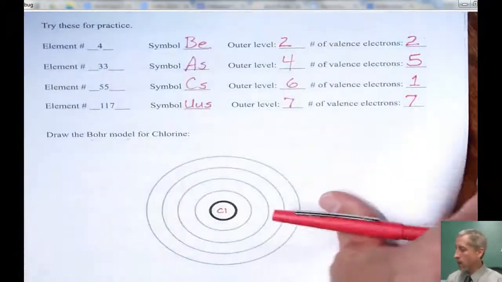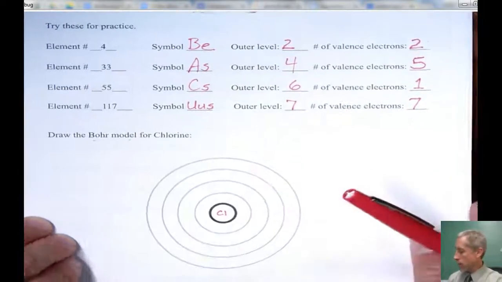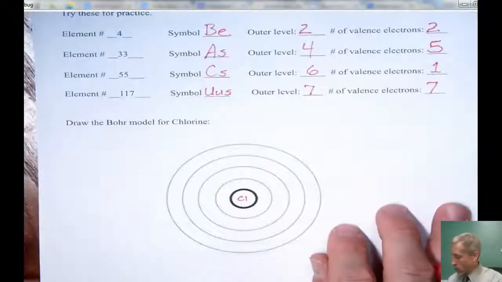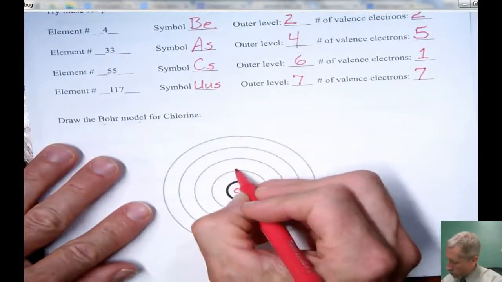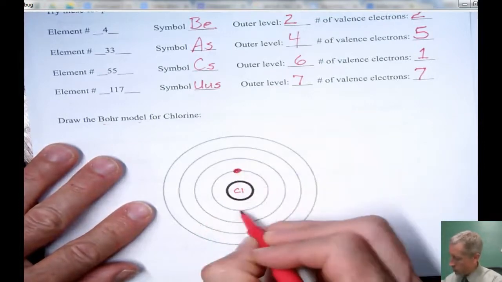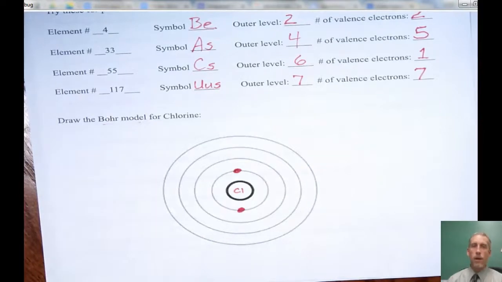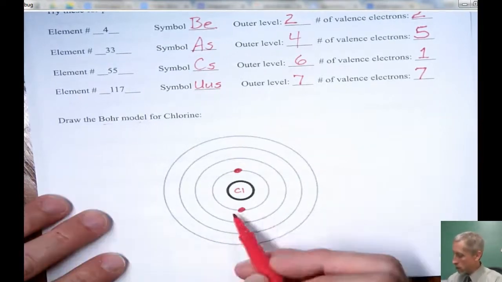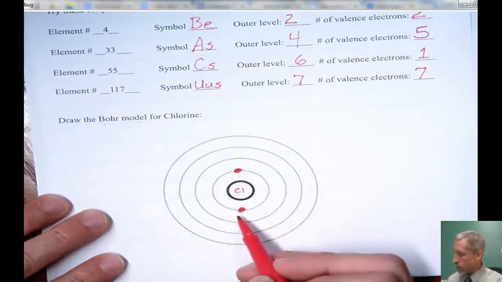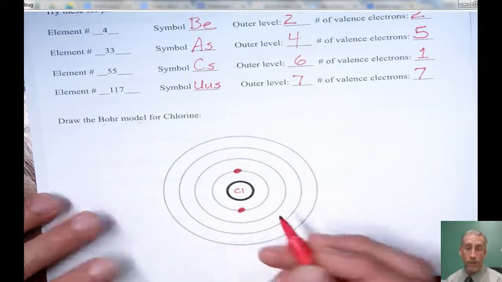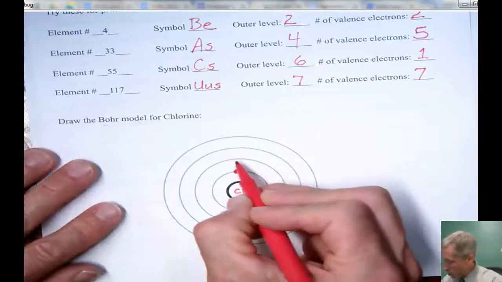So back on page 1, I told you that the inner level can hold 2 electrons. So what I'm going to get you to do is to draw an electron there, just like a heavy dot, and one down here. I kind of like them apart from each other so I can tell them apart. So there's the first 2. Now the second energy level, I'll remind you, can hold up to 8, and then it's full. So we're going to draw 8 around here.